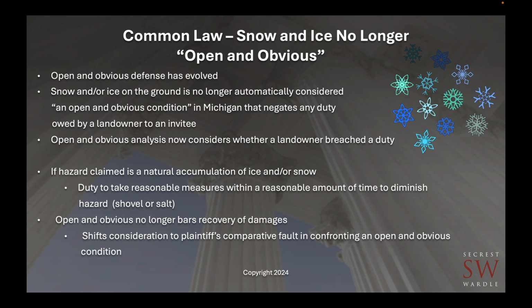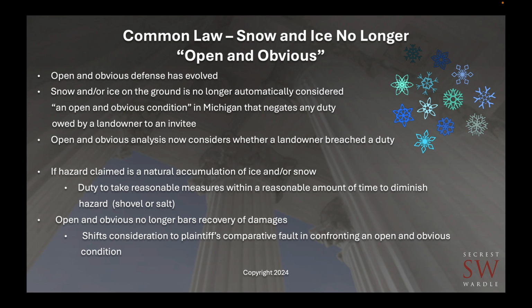Open and obvious as a defense has evolved recently. Once upon a time, snow and or ice on the ground was considered so open and obvious that there was generally not a duty owed by any landowner to an invitee as it pertained to these types of conditions on land. Defense practitioners like myself and my esteemed colleagues here at Seacrest Wardle would raise this defense and predictably achieve summary disposition on most of these claims.